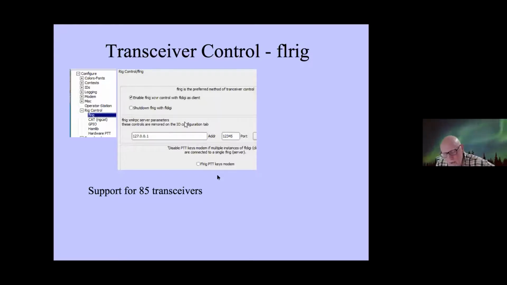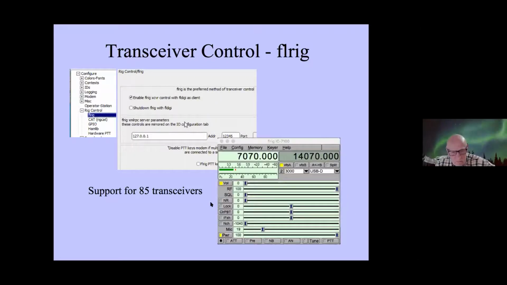FLRig can support currently 85 different transceivers, from ones as old as the 1980s all the way up through most modern day ones. It includes, for example, it can control both of the Xiegu transceivers, the G90, was it 5185, I think it is. This is what the FLRig front panel looks like. One form of it. There are several different interface configurations you can use. Some wider than others, some with smaller sliders, one that's even useful for a touchscreen interface.